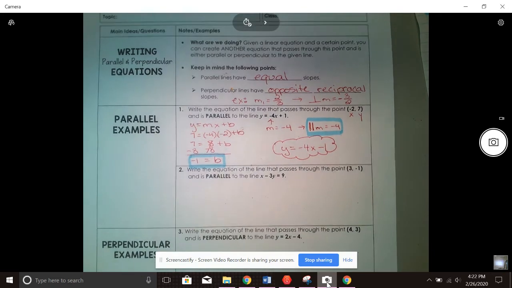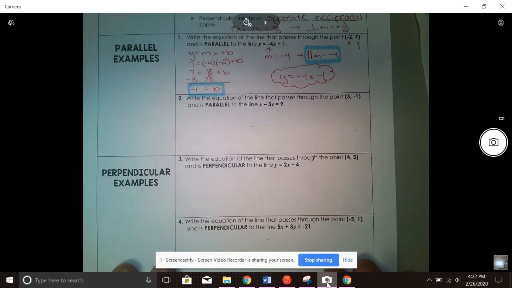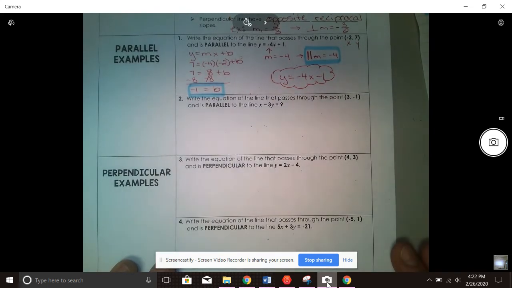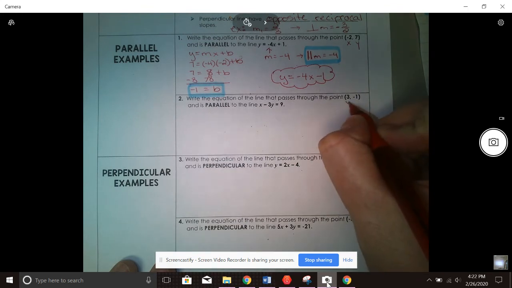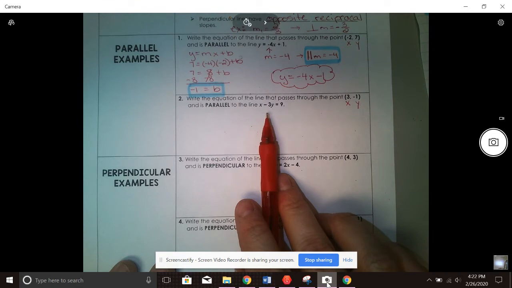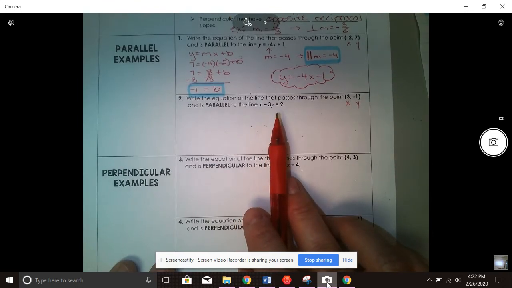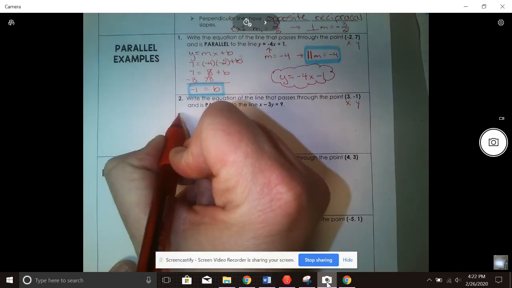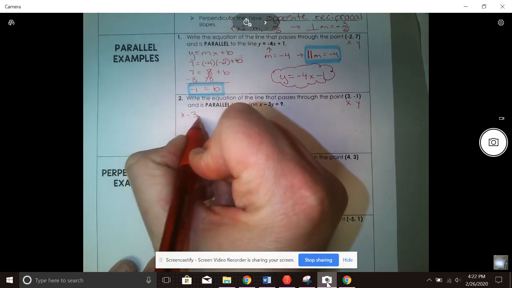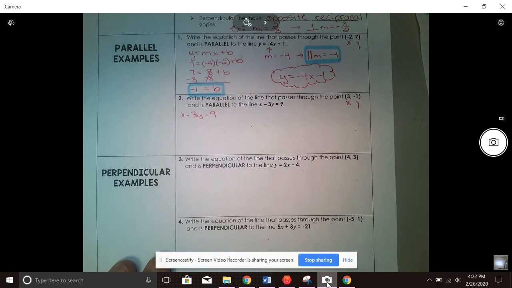All right, let's try example 2, and we're only going to work this one algebraically. It says, write the equation of the line that passes through the point 3, -1. That's your x and y. And it must be parallel to this line. Now, the problem with this line is it is not in slope-intercept form. So the first thing I need to do is change this from standard form into slope-intercept form.